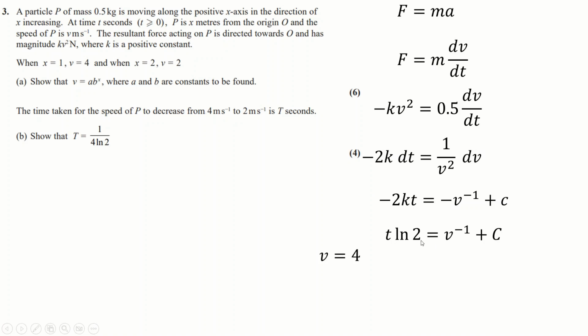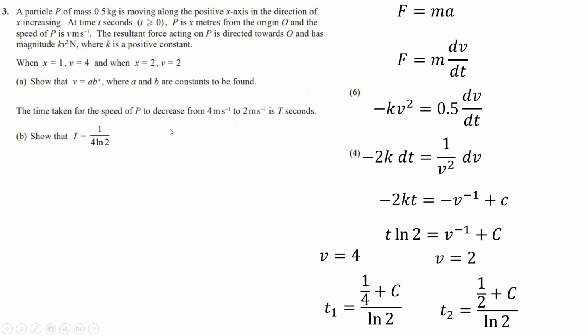When v is 4, I can just find what t value that gives me. T is this, it's a quarter plus c over log 2, and when v is 2, I get this. And then, of course, if that's the time when v is 4 and that's the time when v is 2, I can just do this, take away this to get the time in between them, the time taken for it to get to there, so I can just read that.